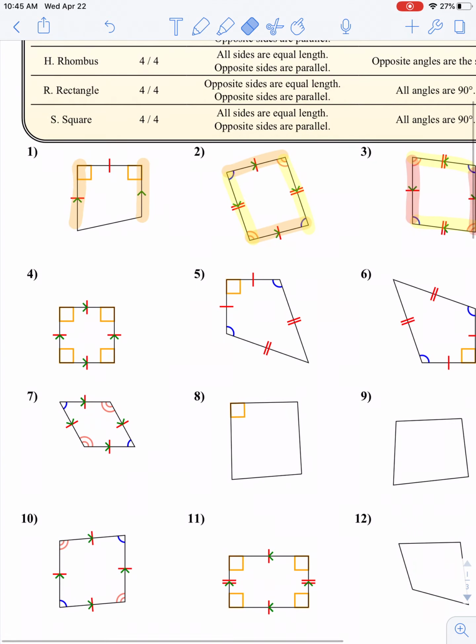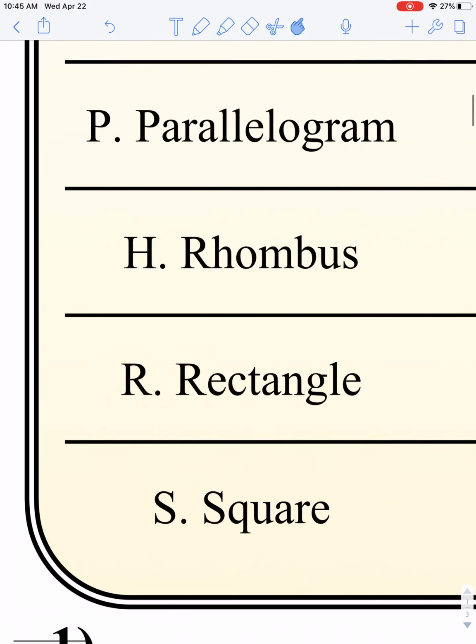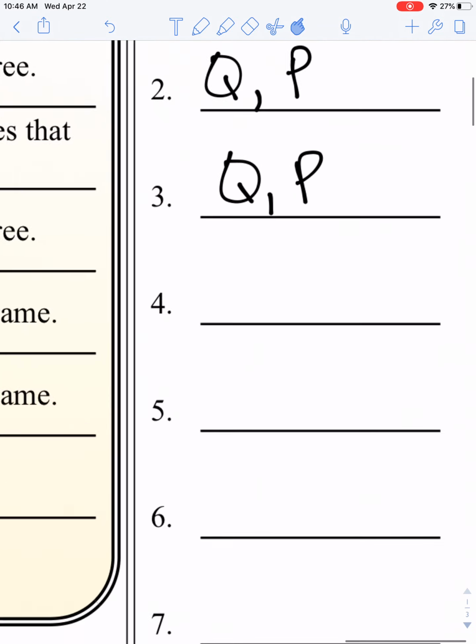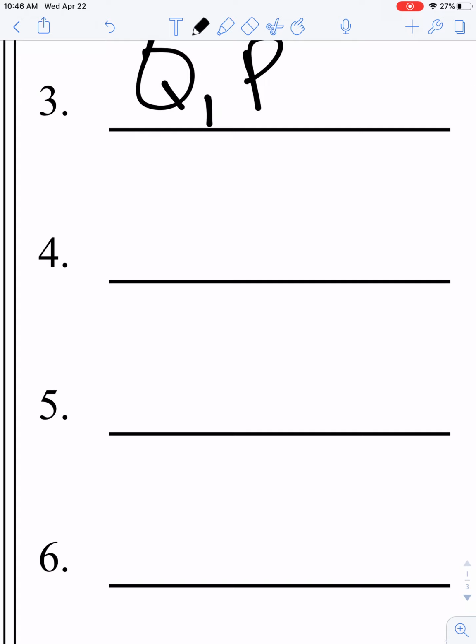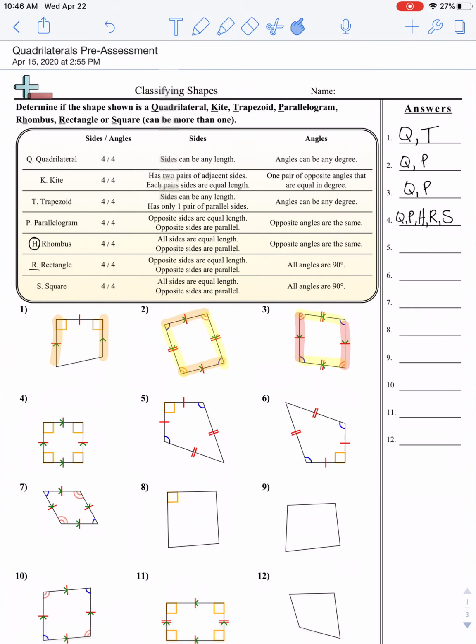So if you notice, when we want to label these shapes a rhombus, they want us to use the letter H since we already use an R for rectangle. So going over to number 4 here to list our answers, we said it's a quadrilateral. It can be classified as a parallelogram. It can be classified as a rhombus, which we're using H to label as rhombus. It can be classified as a rectangle and a square. We got a lot for number 4.